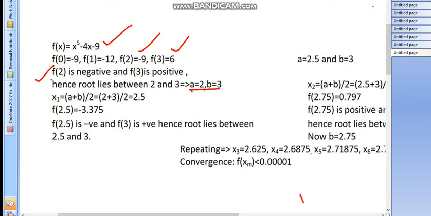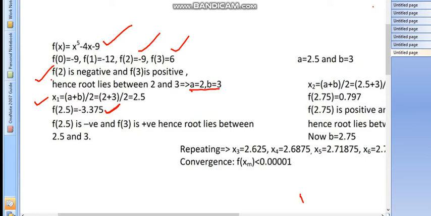Now, you calculate the midpoint. In this case, we consider this as the first midpoint calculation, so we take it as x1. x1 equal to a plus b by 2, which will give you 2.5, which is nothing but 5 by 2, and calculate the value of f of 2.5. You can see this is negative. f of 2.5 is negative.